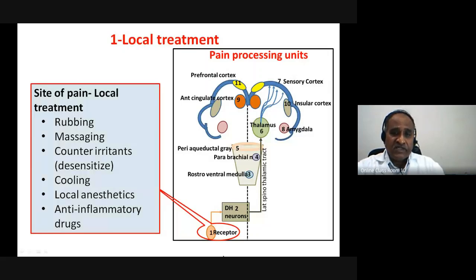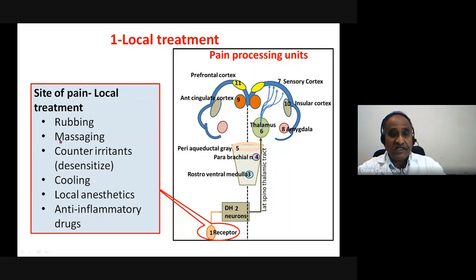Now, just look at that. This is the receptor here, and at the site of pain, usually the local treatment is rubbing and massaging, gentle rubbing and massaging. Yesterday I was trying to describe the massaging effect: it tries to diffuse the nociceptive chemicals or inflammatory chemicals released, and push them into the circulation. That is a flushing effect.